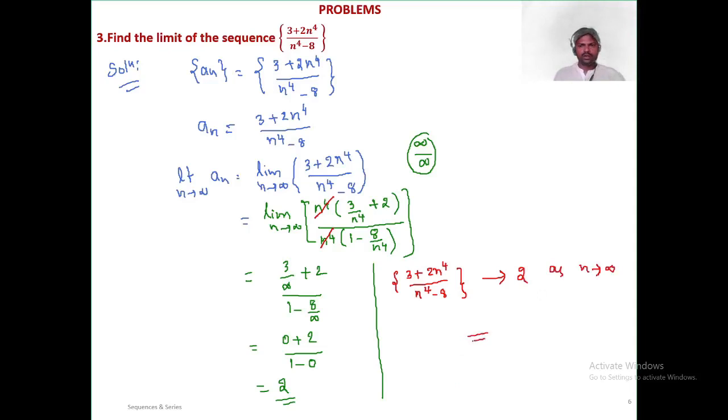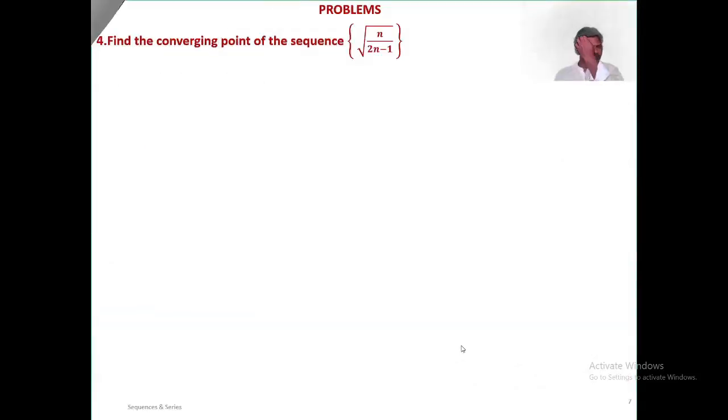Okay, next one. Problem number 4. Find the converging point of the sequence. Again the same ideology. Solution. Directly I am writing: limit n tends to infinity of an, the nth term of the sequence. What is an? So this term is an.